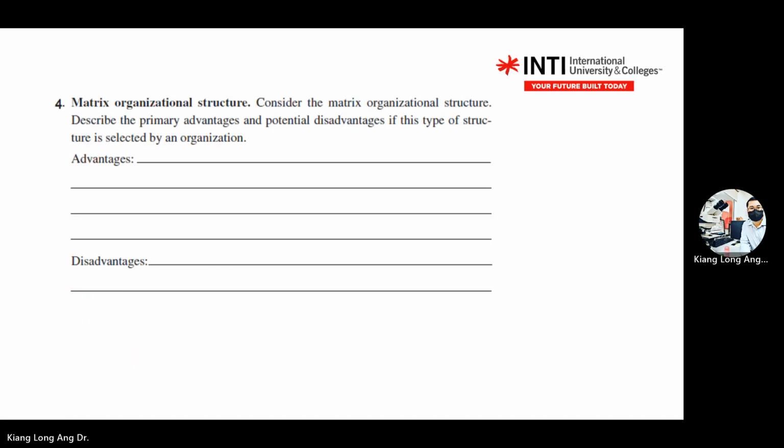Next one. Matrix organization structure. What are the advantages and disadvantages? Just now you did the exercise already. You know what is project-based and what is functional-based. So what are the advantages? Okay, are you able to draw the organization chart for matrix?